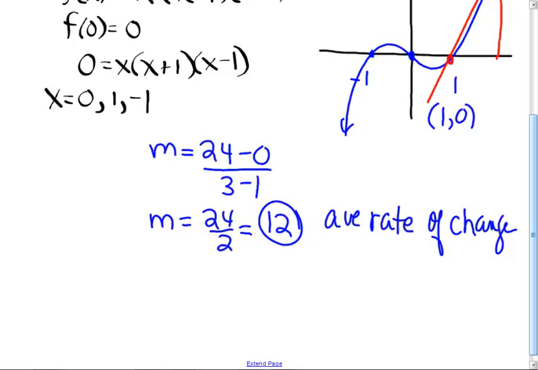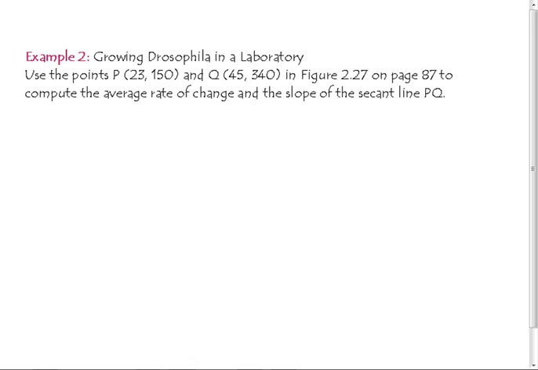It says using the points. What is Drosophila? Anybody know in biology? I have no idea either. But this is an application problem, and that's how they're going to give it to you on the exam. But I don't care what that is. It doesn't matter. It says use the points (23, 150) and (35, 340). And I don't know what the graph looks like, but I don't really care. Compute the average rate of change and the slope of the secant line. Those are the same things.